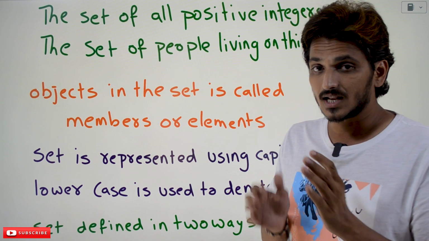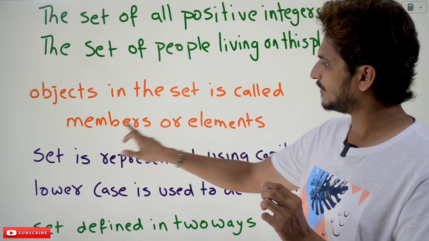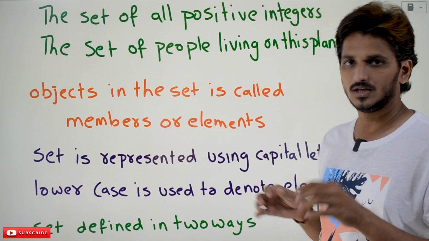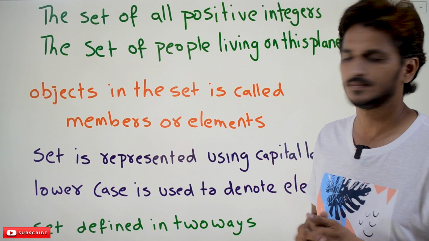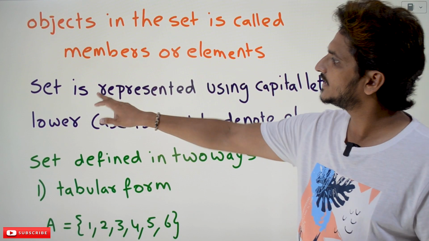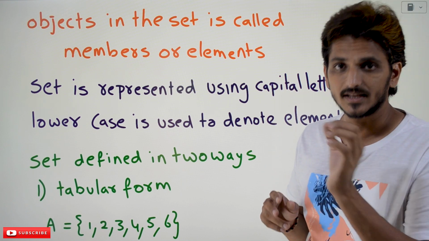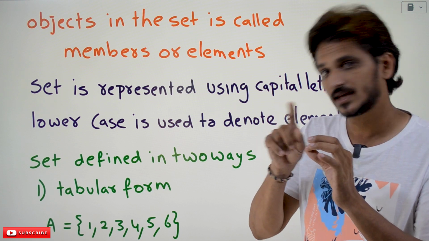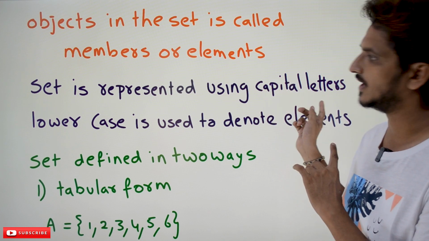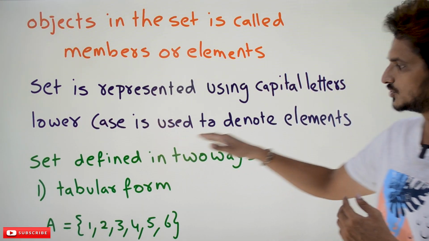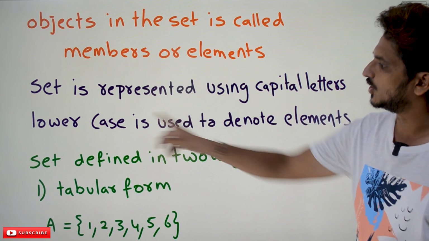A set is a collection of well-defined objects. Objects in the set are called members or elements. Each object we call an element, or a member of the set. Next, a set is represented using capital letters, meaning uppercase letters. Set A should be mentioned using a capital A. Similarly, lowercase letters are used to denote the elements that are present in the set.